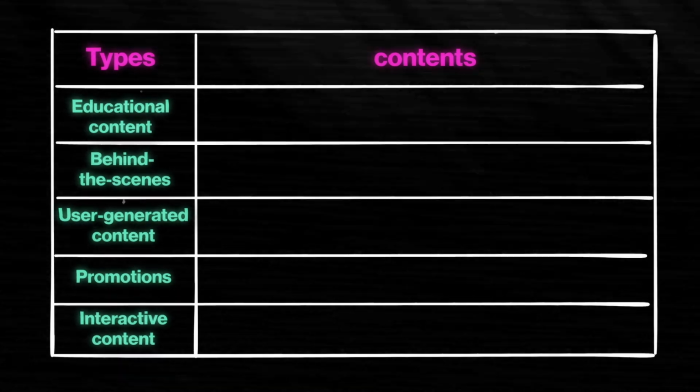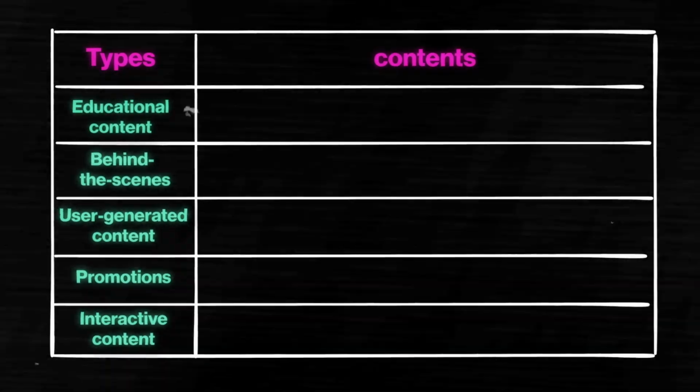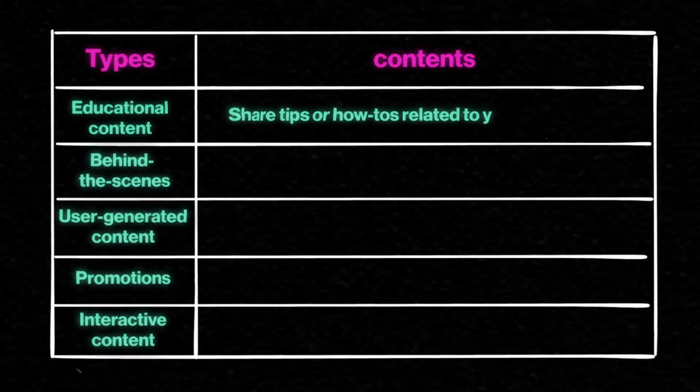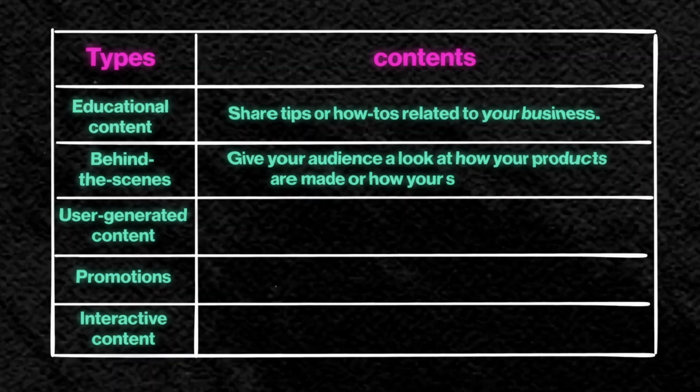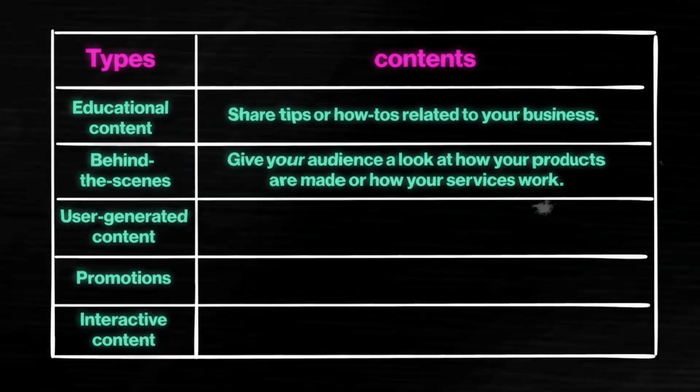Next, think about the type of content that you want to share. It's important to have a variety of content that keeps your audience engaged. So here's a breakdown of some content types that you can include in your strategy. Educational content. Share tips or how-tos related to your business. Behind the scenes. Give your audience a look at how your products are made or how your services work.